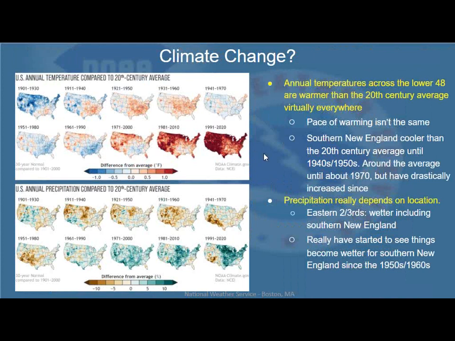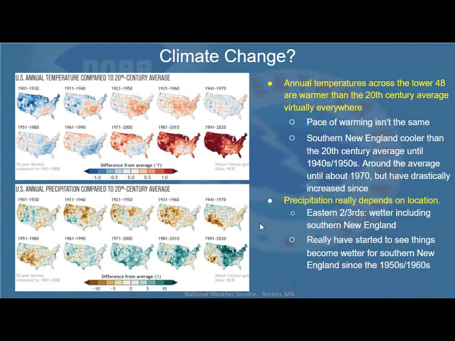And as for precipitation, if you look at the bottom image, overall in recent decades, there has been a tendency towards wetter than normal conditions, especially east of the Mississippi River, and you can really see that with the latest climate normal, just that large swath of green. And remember, the darker the shading, the greater the intensity. So in recent years, there has been a tendency for much higher than normal precipitation. And the precipitation really depends on the location. For us here in southern New England, it's really more so for the eastern two-thirds.